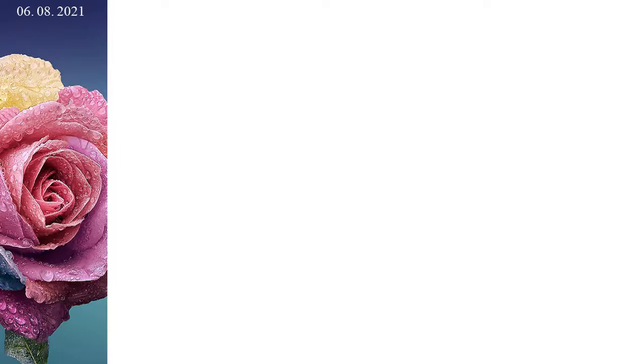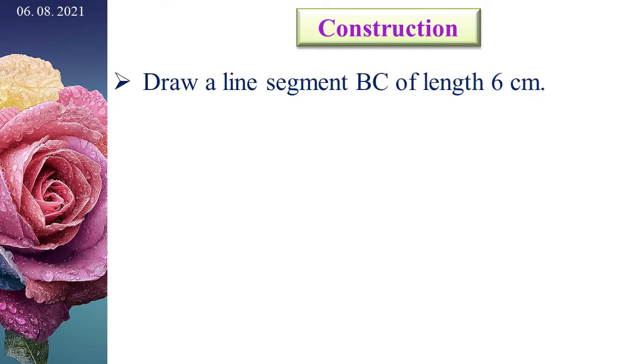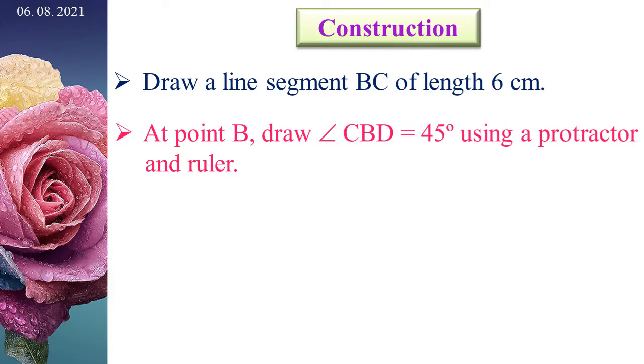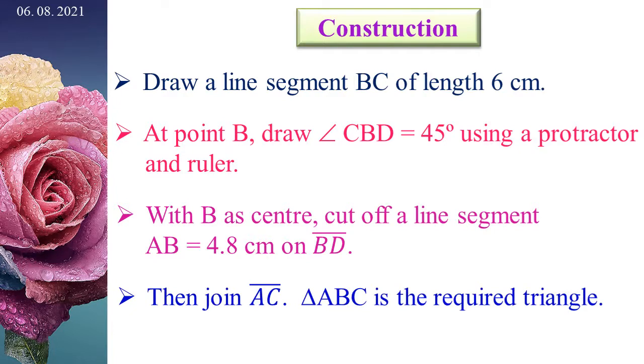Let us write the construction for the above sum. Construction. Draw a line segment BC of length 6 cm. At point B, draw angle CBD equal to 45 degrees using a protractor and ruler. With B as center, cut off a line segment AB equal to 4.8 cm on line segment BD. Then join line segment AC. Triangle ABC is the required triangle.